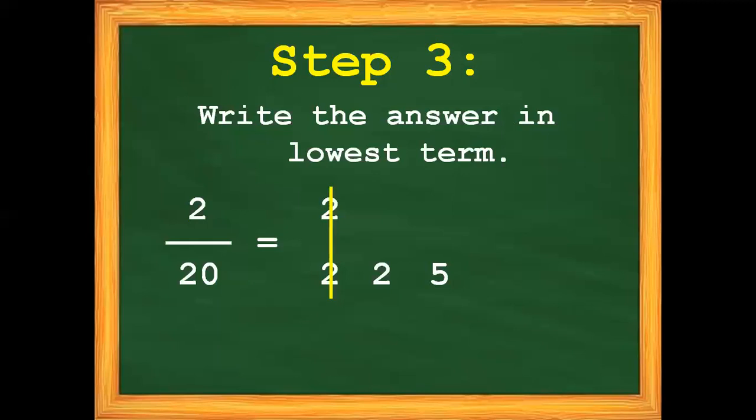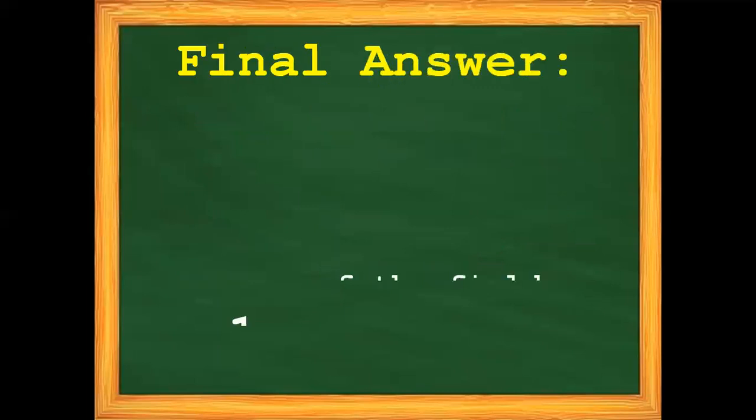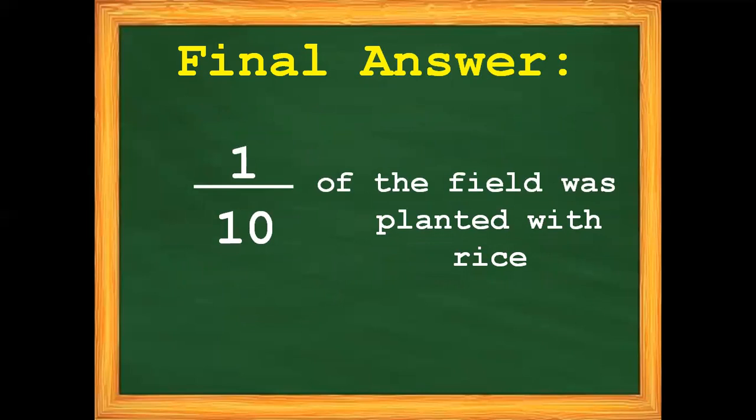And in the denominator space, we have 2 and 5. So we need to multiply 2 and 5. So 2 times 5 will give us 10. So the lowest term of 2/20ths is 1/10. So it means that 1/10 of the field was planted with rice.